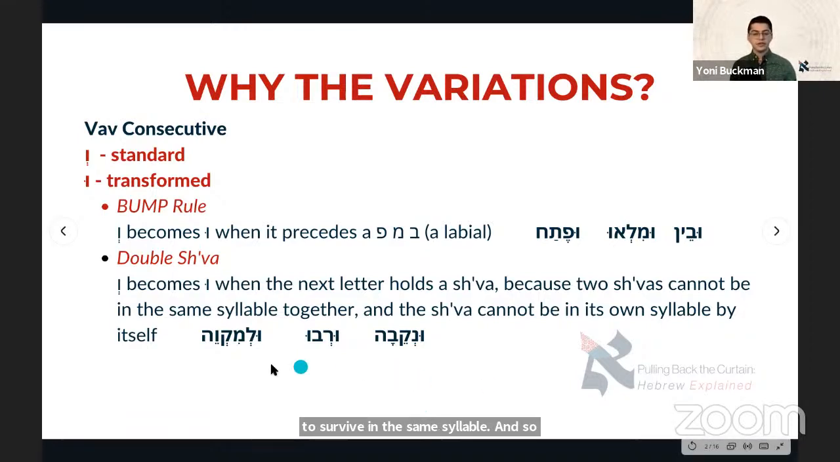And so here, these three, you'll notice the vav... I'm sorry, this heading is incorrect. This should be vav conjunctive. That's what happens when I do these late at night.